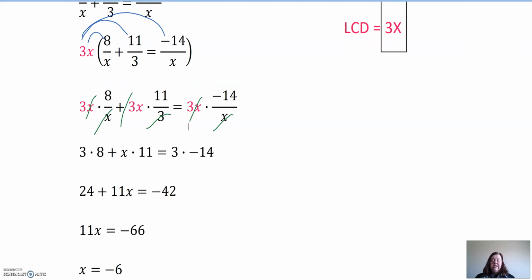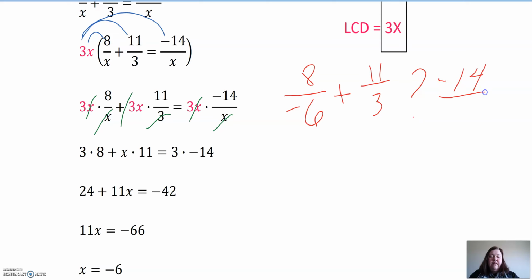Now we don't want to just assume that's the correct answer, we want to double check. So I'm going to go back to the original. 8 over x plus 11 thirds equals negative 14 over x. And I'm going to replace all of those x's with negative 6. So I have 8 over negative 6 plus 11 thirds. And we want to see if it equals negative 14 over negative 6.